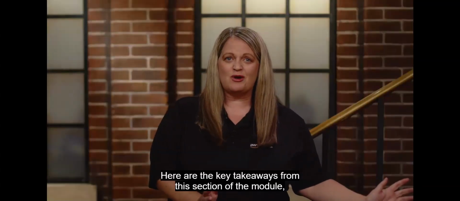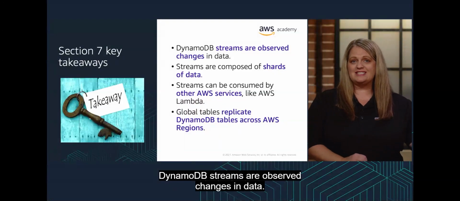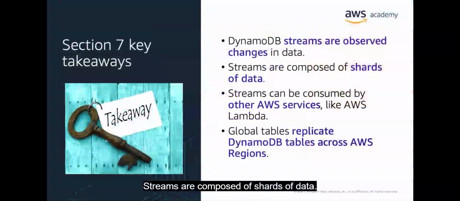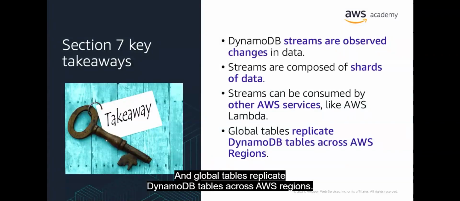Here are the key takeaways from this section of the module. DynamoDB streams are observed changes in data. Streams are composed of shards of data. Streams can be consumed by other AWS services like AWS Lambda, and global tables replicate DynamoDB tables across AWS regions.